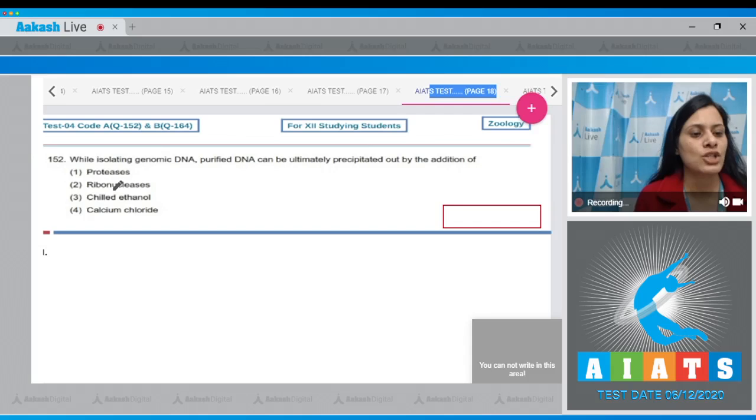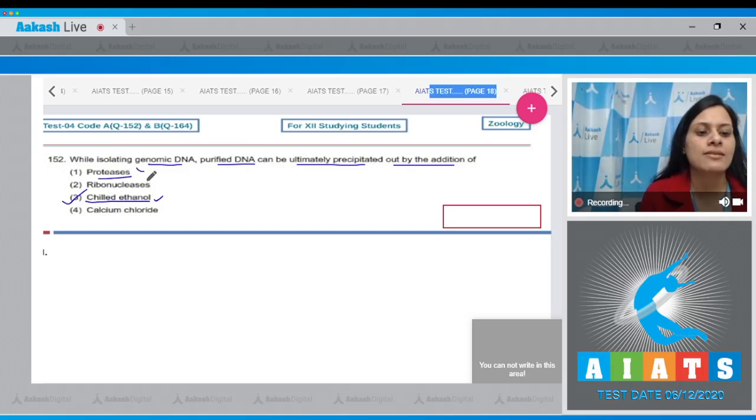Question number 152. While isolating genomic DNA, purified DNA can be ultimately precipitated out by the addition of, and this can be precipitated by the addition of chilled ethanol. So the correct answer to this question is option number 3, chilled ethanol.